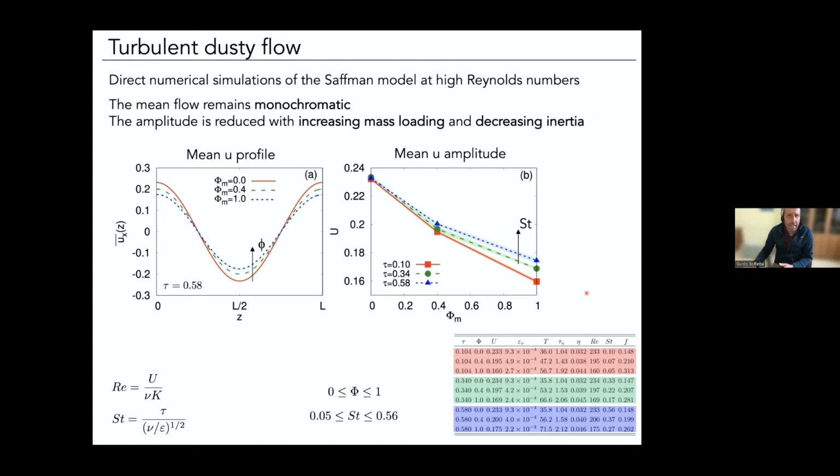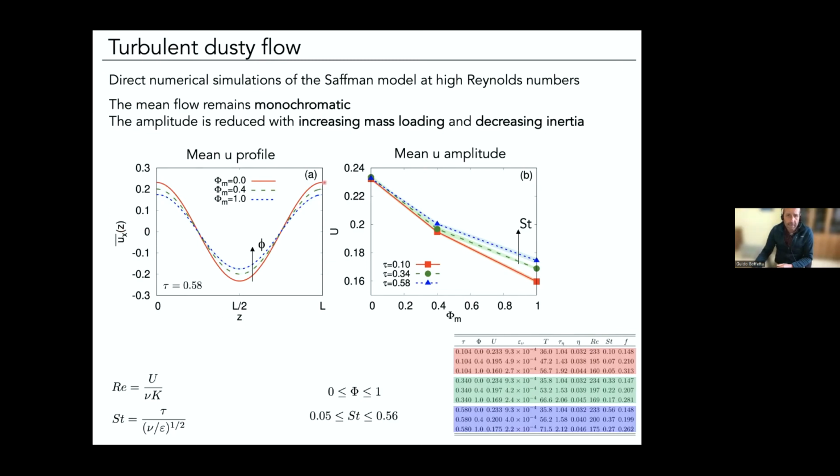So the main result that I want to show here is, first of all, that the mean flow remains monochromatic also in this case. This is not a priori, and even a posteriori is not very clear. I will discuss later in the talk why I'm a little bit surprised that the mean velocity field remains monochromatic, remains sinusoidal. So what I plot here is the mean velocity field, averaged over time and over the plane, as a function of zeta.